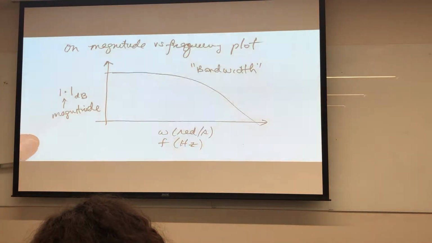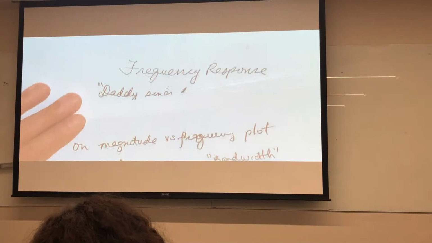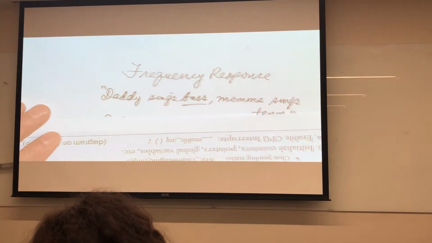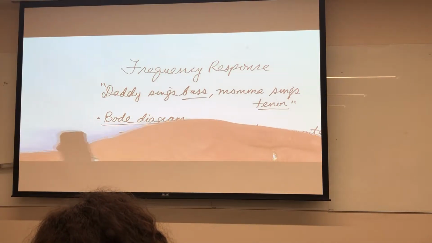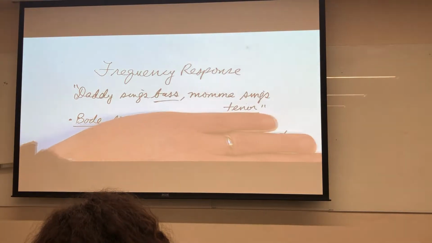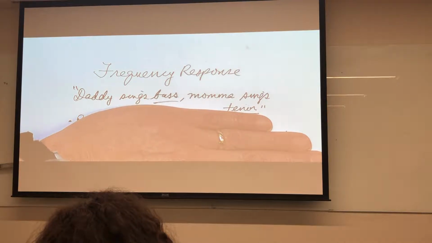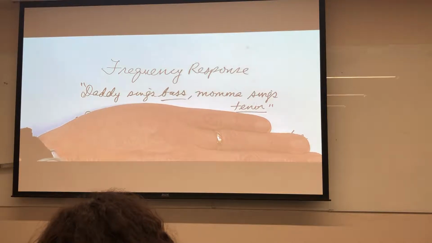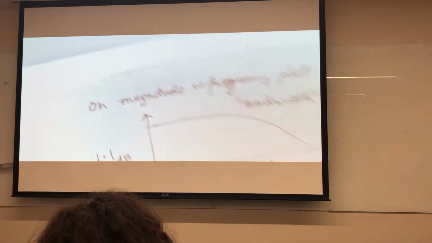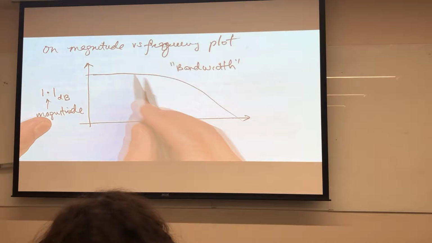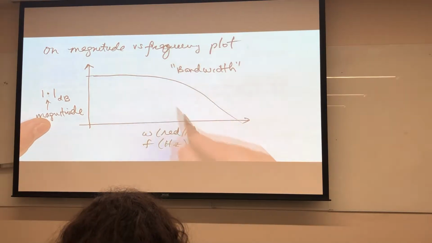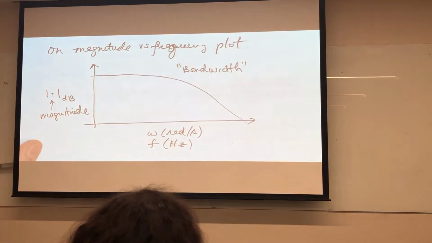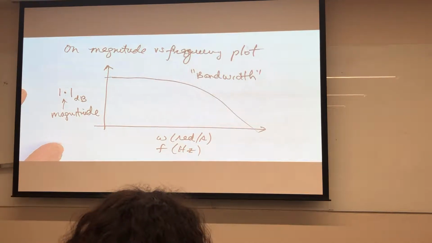When we first came in, I said, Daddy sings bass, Mama sings tenor. The implication is that Dad's voice is at low frequency. This is Dad down here. He is unable to sing these high notes, and so there's a bandwidth. There's a limit to how high he can sing. There are a couple definitions of bandwidth.